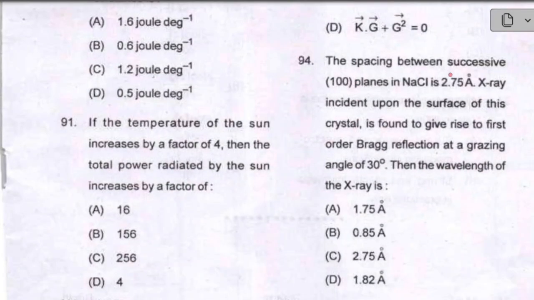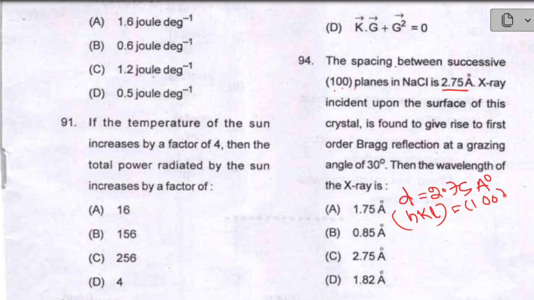Next, 94. The spacing between successive 100 planes in NaCl is 2.75 Armstrong. Spacing between planes, that is your d, the interplanar spacing. So that is 2.75 Armstrong. HKL value is 100. So Miller indices HKL equals 100. Next, X-ray incident upon the surface of this crystal is found to give rise to first order Bragg reflection. So n value is 1, first order. Then at a grazing angle 30 degree, the wavelength of the X-ray is?